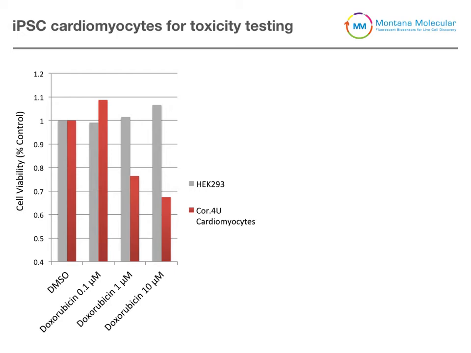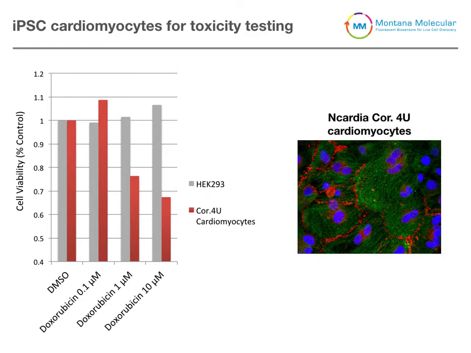Cardiotoxicity is a side effect known for many different drugs, especially chemotherapeutics. It's also been established that cardiomyocytes are very sensitive to these different compounds. And as you can see on the left here, when we treat either HEK cells or Cor.4U cardiomyocytes from Ncardia with the chemotherapeutic doxorubicin, we can see that HEK cells are insensitive to this treatment, while cardiomyocytes are highly sensitive. Thus, it's very important to use these iPSC-derived cardiomyocytes, like the ones here from Ncardia, for use in screening for cardiotoxicity.